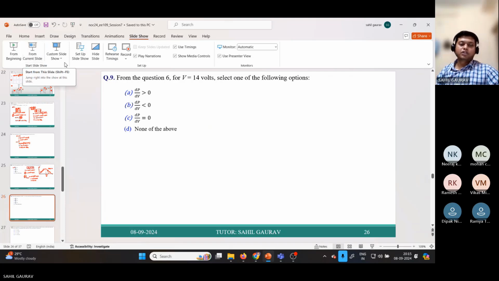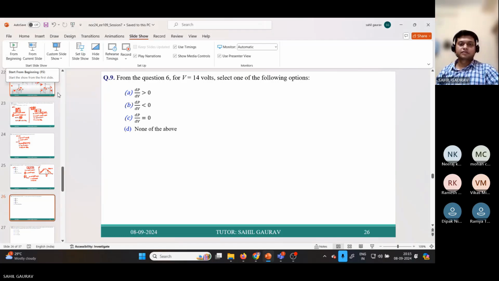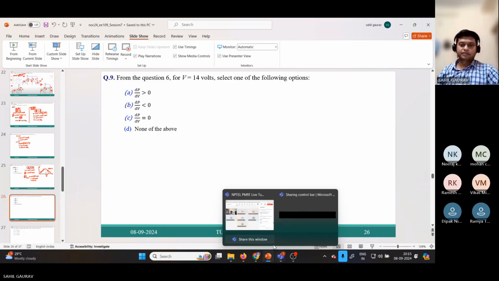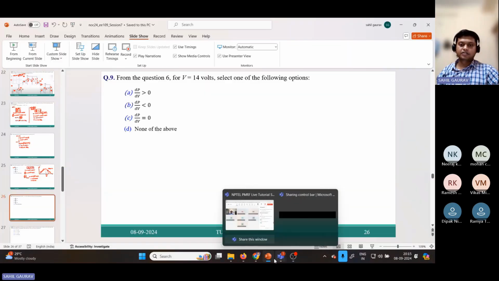Now for question 6, for V equal to 14 volts, select one of the following options. The options are dP upon dV greater than 0, dP upon dV less than 0, dP upon dV equal to 0, and D is none of the above. So which one do you think should be correct? Yes, Mohan, you are correct. B is correct.